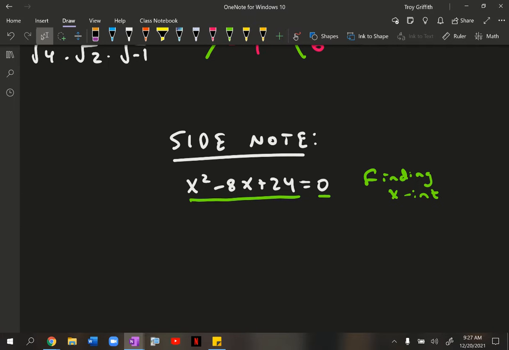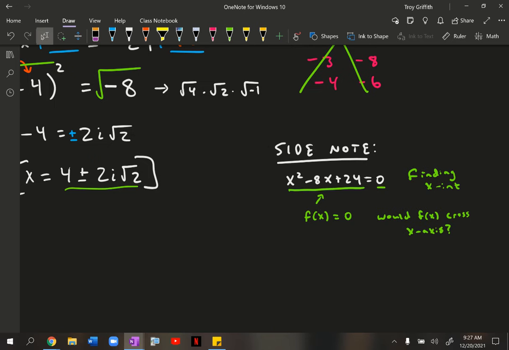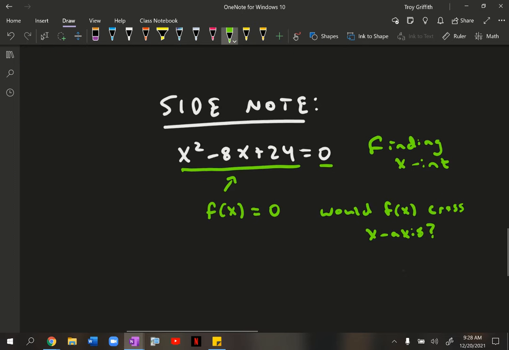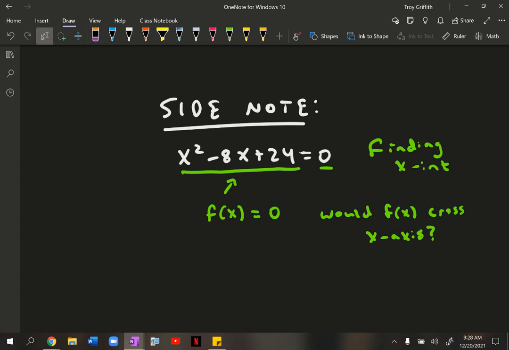So what I want us to think about is, if this was f of x, essentially what we just did is we solved f of x equals 0. Would f of x cross the x-axis? And your initial answer should definitely be no, because the x-intercepts that we got were imaginary. But I want us to just think about it for a second. This is going back to something we talked about in the first semester, but let's think about this quadratic here.